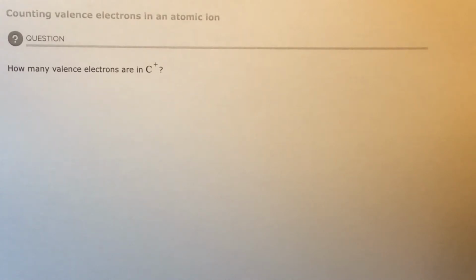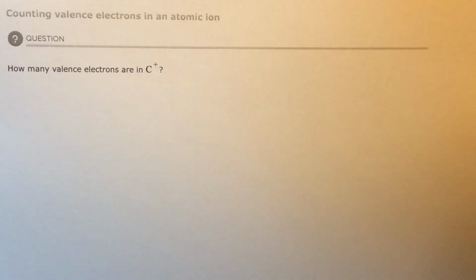Here is your example. How many valence electrons are in a carbon +1 ion? So it's a carbon ion, carbon cation. Well, if I've got a +1, do I have more electrons than normal or less electrons than normal? I have less electrons than normal. How many? If I have a +1, I'm missing 1 electron.